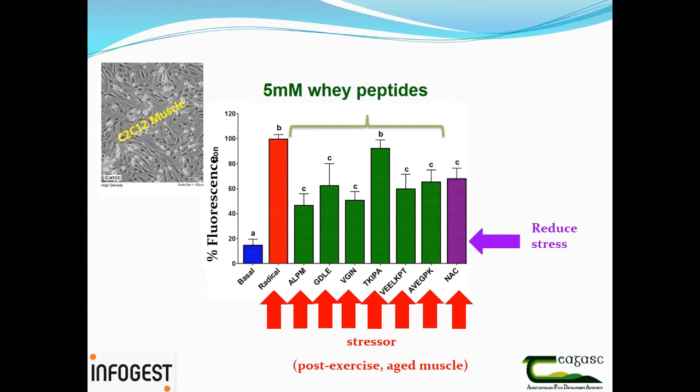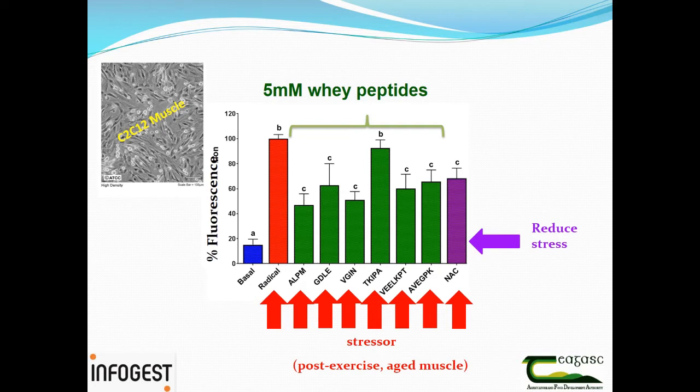Okay, so we selected some of these whey peptides that we know had come through the CACO2 monolayers, and we synthesized them. And in parallel, we grew muscle cells in the lab. And what we did was we stressed these muscle cells, and that's the red column there, that's a stressed muscle cell, and we're going to give it an arbitrary unit of 100% stressed. And this would be modeling post-exercise or indeed a very old muscle.